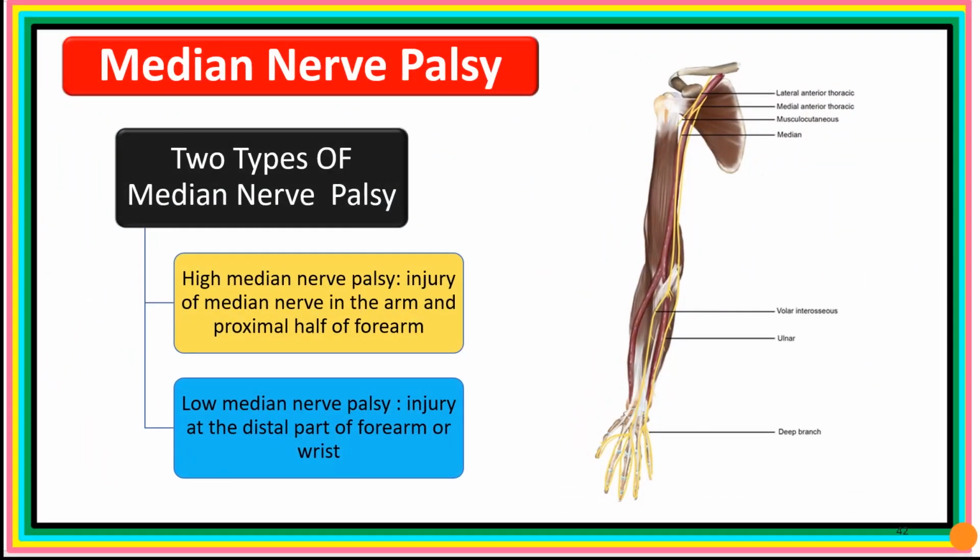We have two types of median nerve palsy. When this palsy or injury occurs at a level in the arm and proximal half of the forearm, we call such injury high median nerve palsy. But when the injury occurs at a distal part of the forearm or at the region of the wrist, we call such median nerve injury low median nerve palsy. We're going to start with the high median nerve palsy.